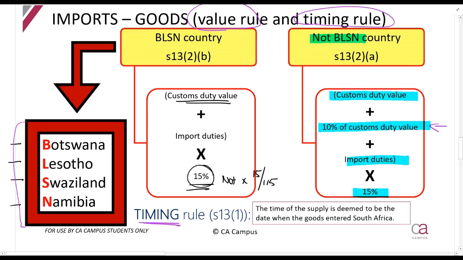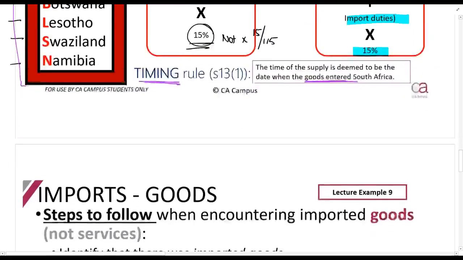When does this take place, guys? When do you account for this? When is the timing rule? At the time when the goods are entered into South Africa. That is the time. So if you receive it on the 15th of January, it is the 15th of January.